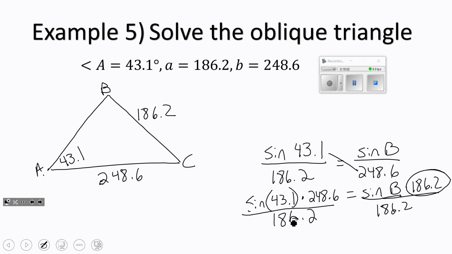Does that make sense? Okay, so those will cancel, and this will give me the sine of B. Now, here's where I was talking about the decimal part. When I put this in, I did the sine of 43.1, hit enter, times 248.6, hit enter, divided by 186.2, hit enter. You're going to get a really long decimal. Don't round that. If you round it right now, your angle measurements are going to be way, way off, like so much off that your answer is going to be wrong.